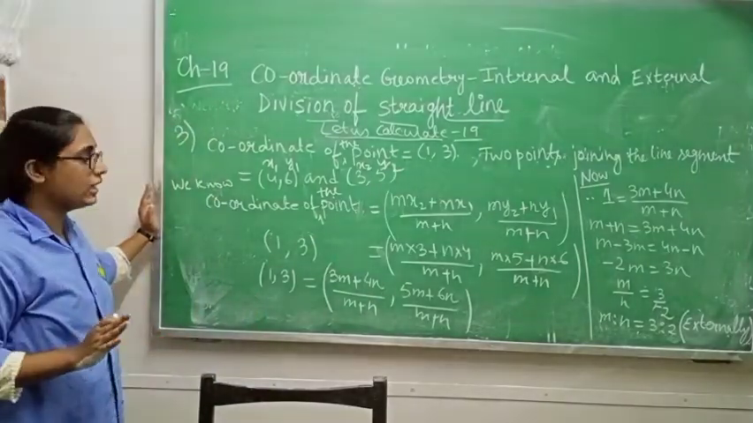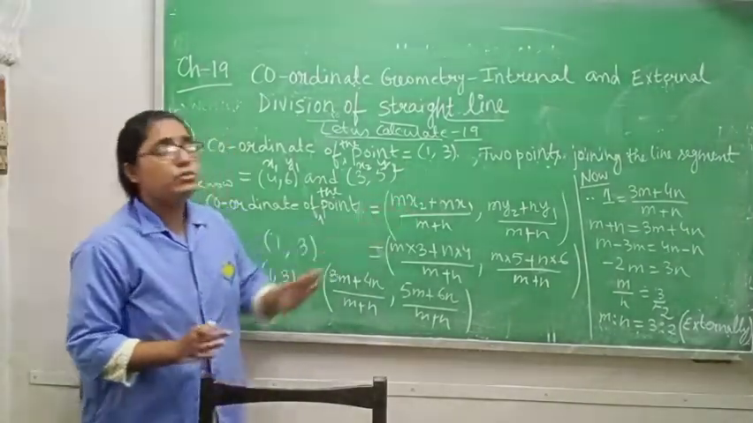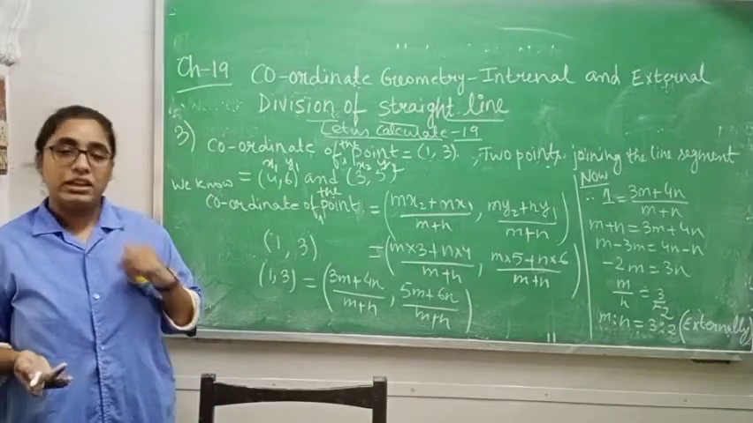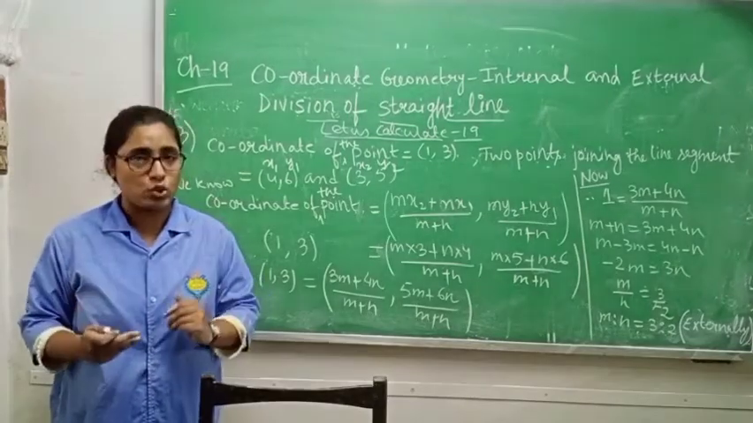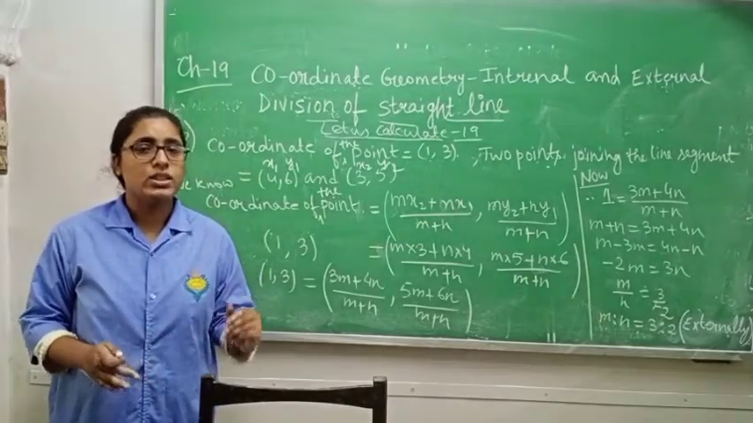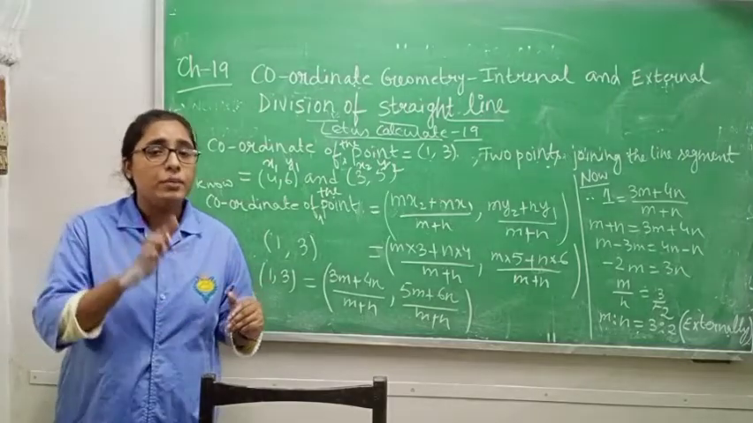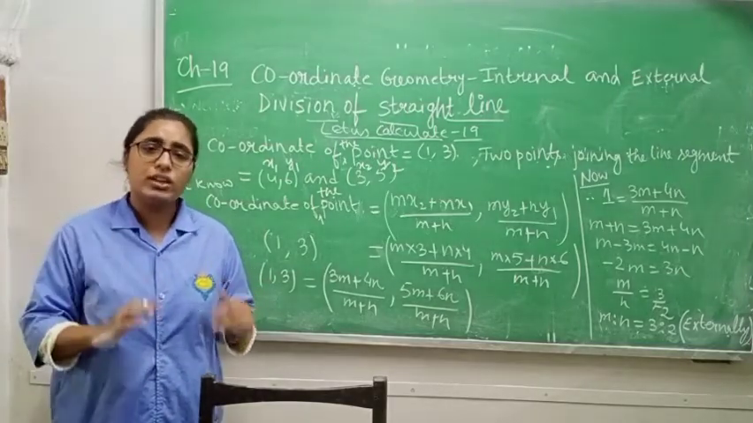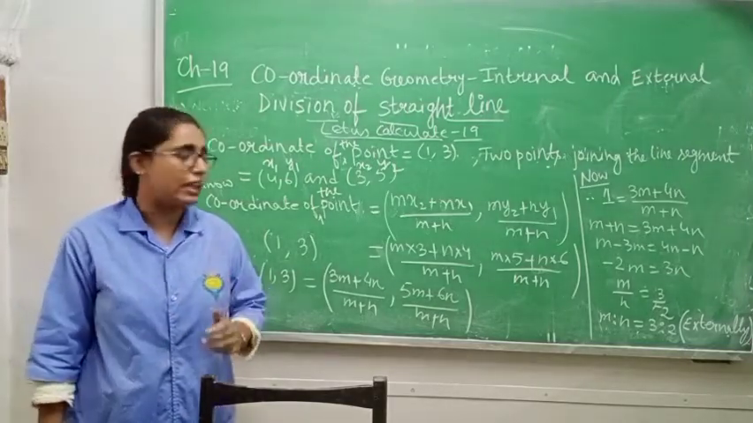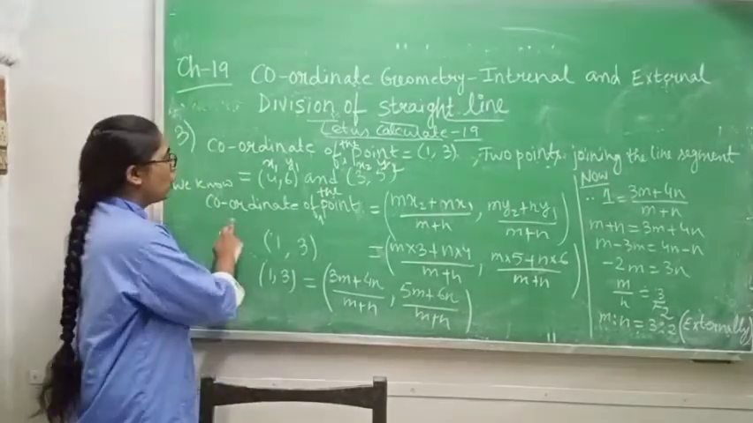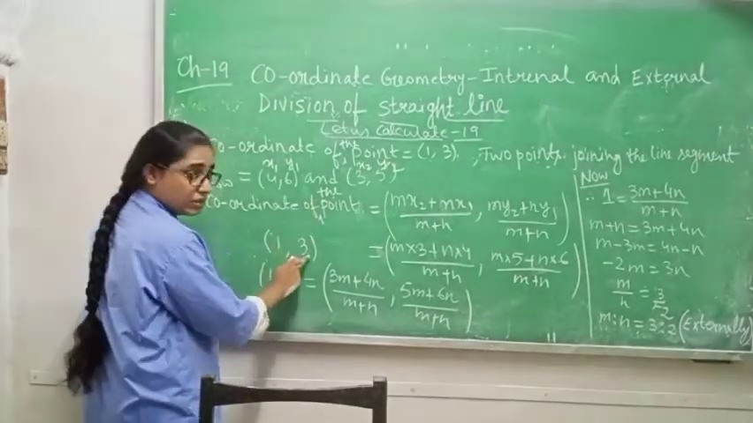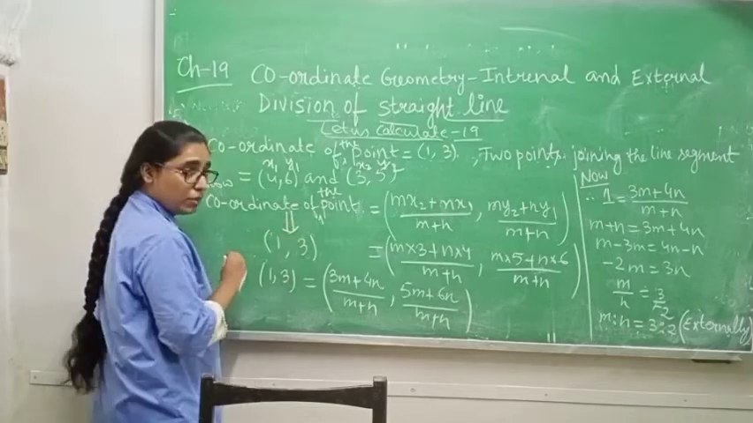Okay, are you understanding? The m and n values you don't know, because they are telling you in the question to find the ratio, and we know that ratio is always in the form of m:n. You have to find m and n. Now how will you find? Coordinate of the point is 1, 3, so here you will write 1, 3.